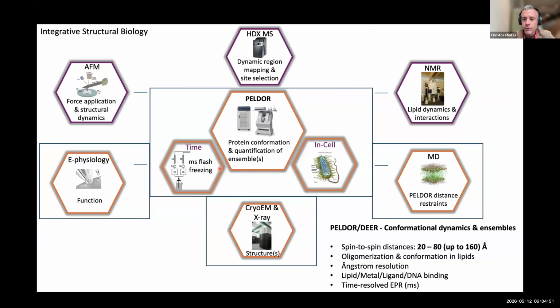So the method involves the acquisition of interspin distances. We routinely measure between 20 to 80 angstroms. The world record is around 160, 170 angstroms. And you can determine oligomerization and conformation of membrane proteins in lipids. It has really high resolution. You can also study DNA binding or substrate or drug binding if you spin label your ligand. And you can also do time-resolved EPR with millisecond resolution if you flash, mix, and freeze your sample.